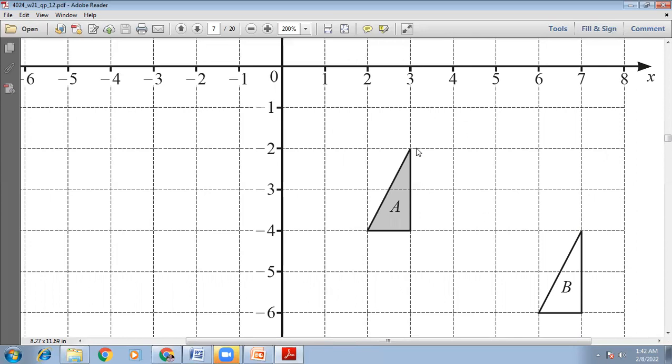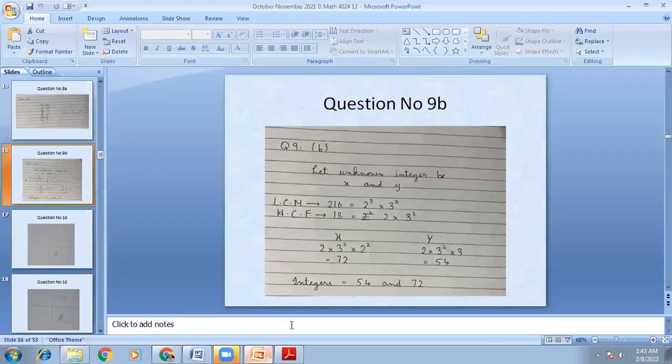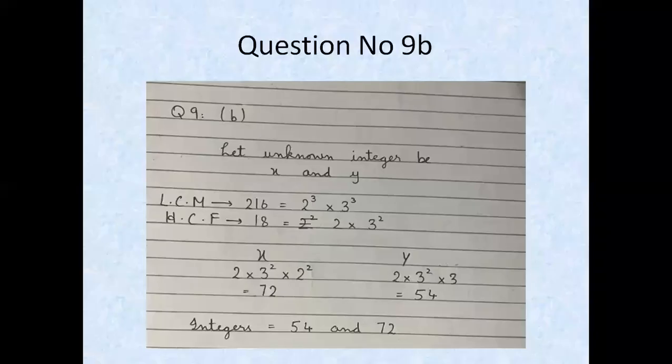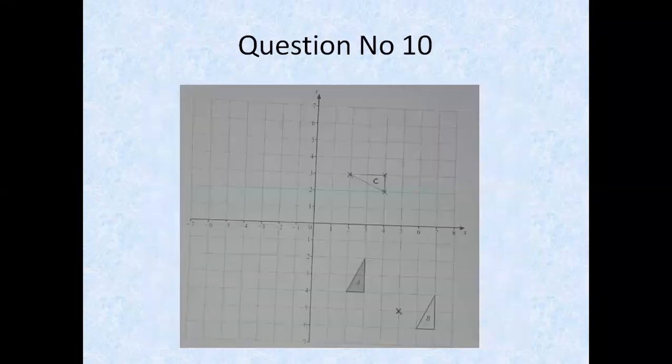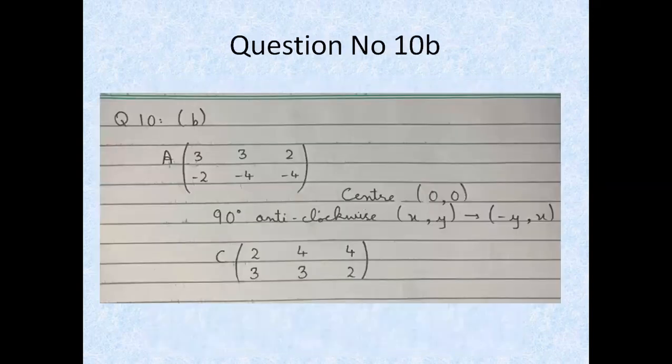Okay. It has moved 1, 2, 3, 4. It has moved 4 steps on the x-axis, and it has moved 2 negative steps on the y-axis. So its translation matrix will be (4, -2). Let me show you.